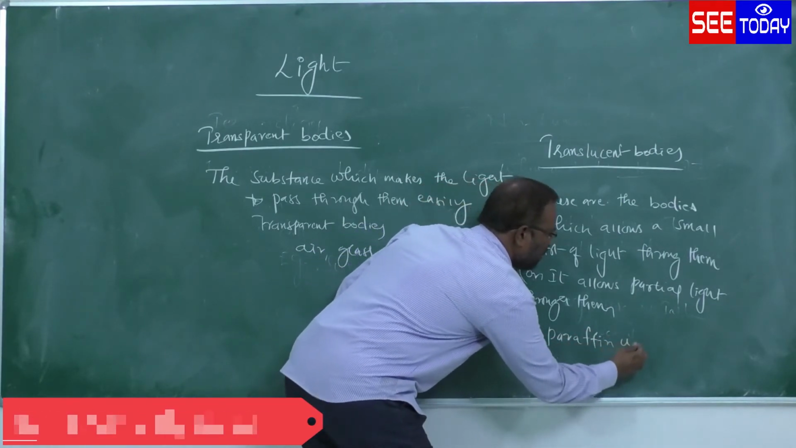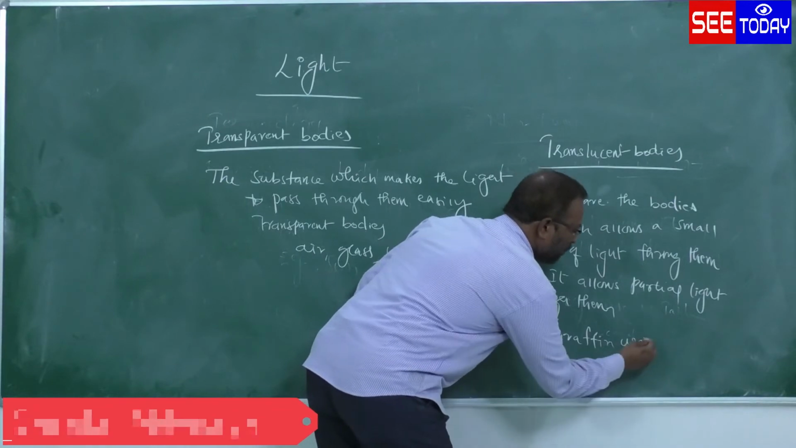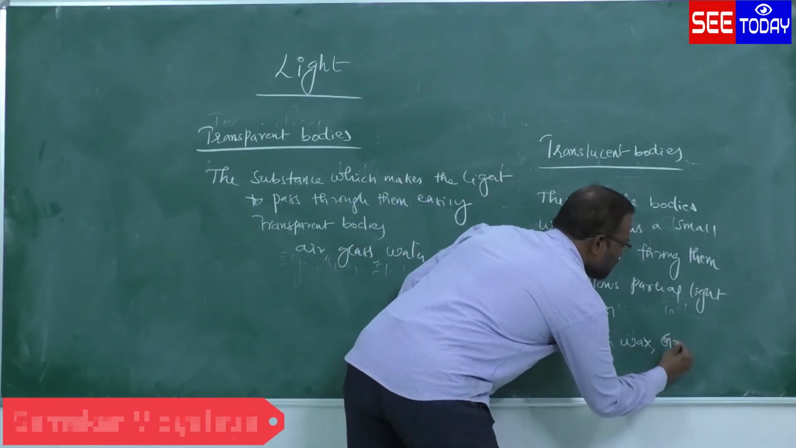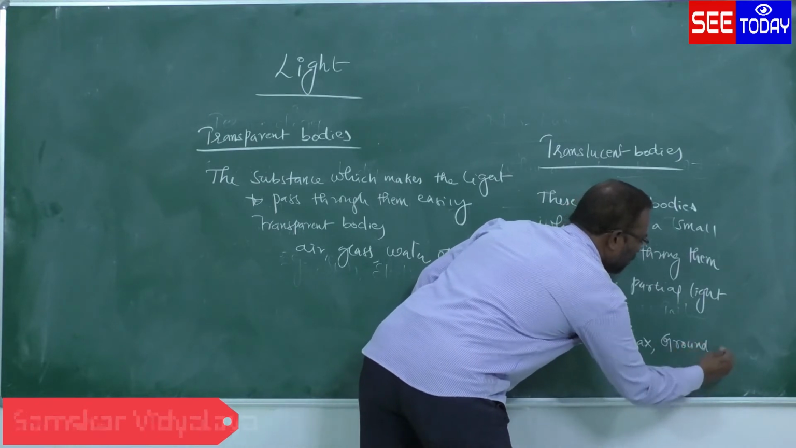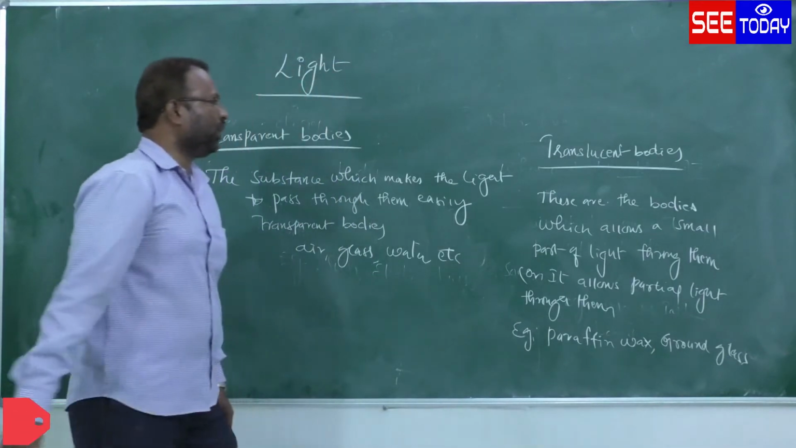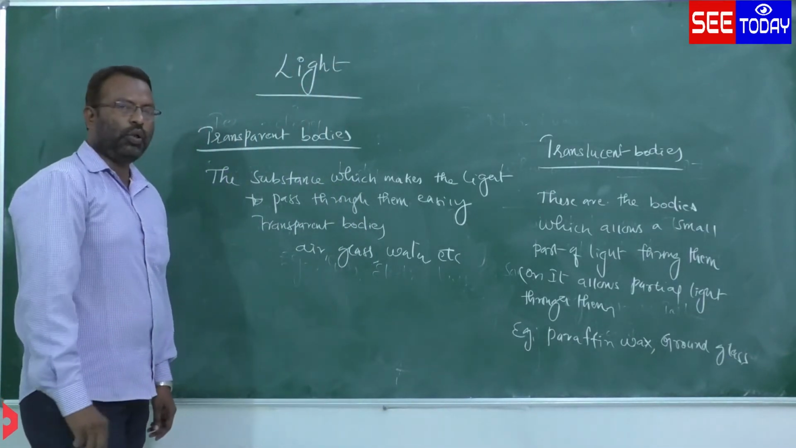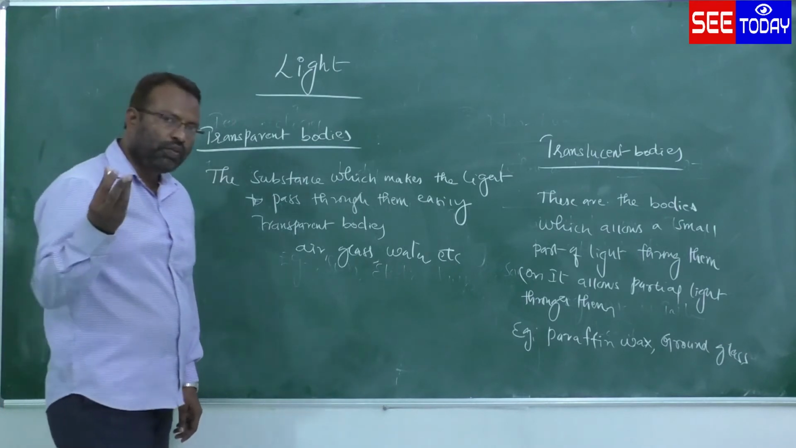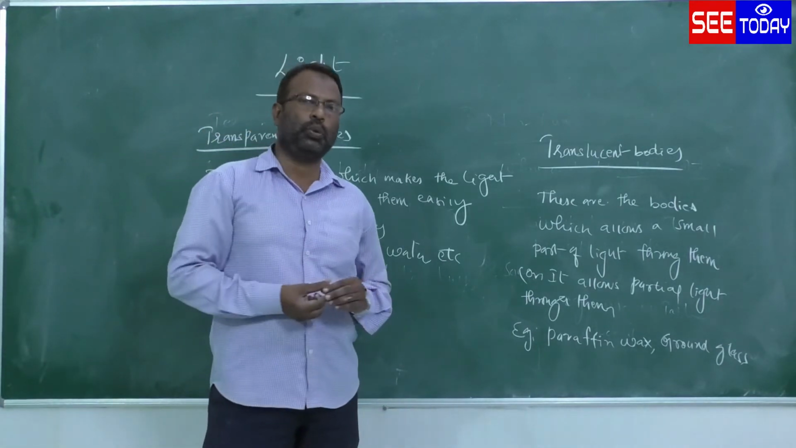Examples: paraffin wax, ground glass. Best examples for the translucent bodies. Only a small part of the light passes through them. Those we are calling it as a translucent.